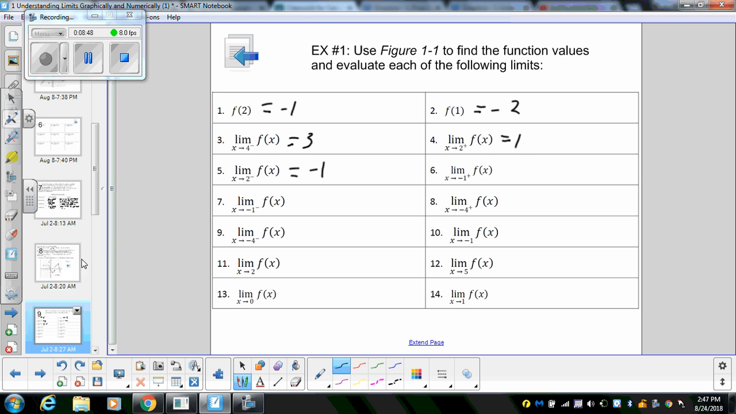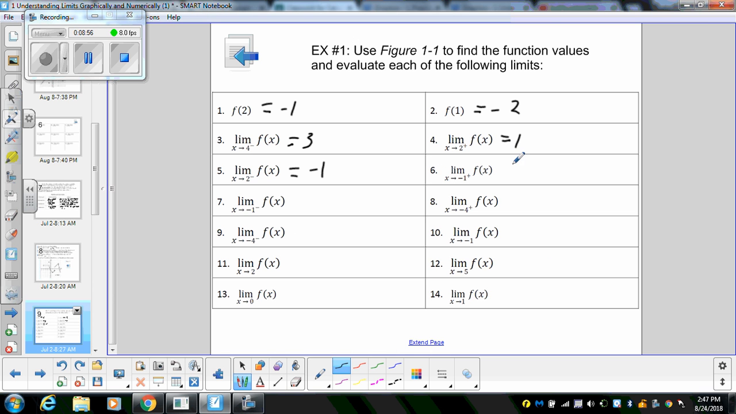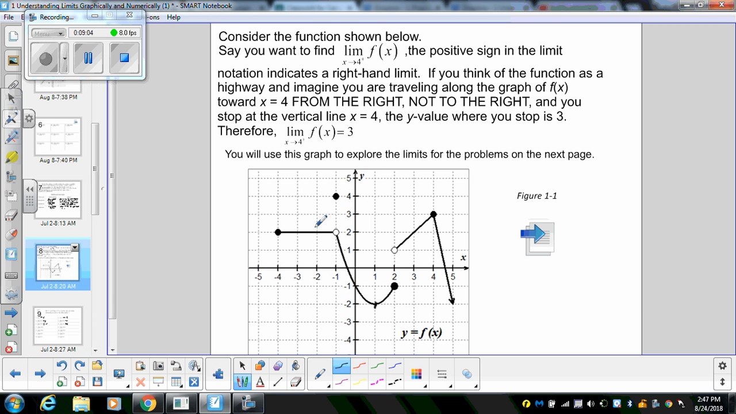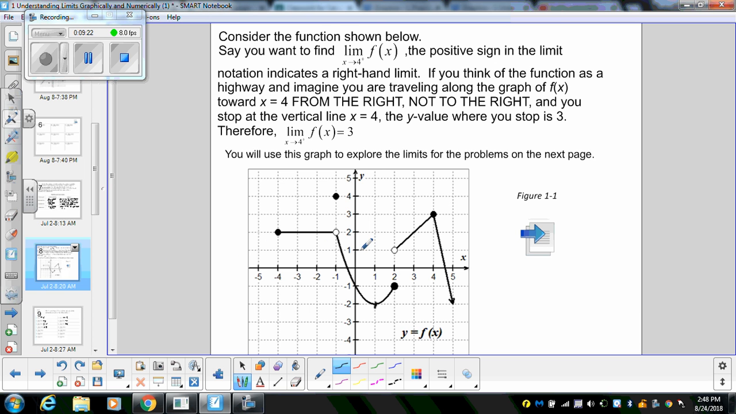So let's look at negative 1 from the right side. If I look at negative 1 from the right side, I see it's going to 2. Now let's look at it approaching from the left side. From the left side, it is also approaching 2. So we're not paying attention to that one. That would be if it said f of negative 1. Since we're looking for the limit, we're only seeing where is it actually coming towards? And the value is 2. All right, so if we look at negative 4 from the right side, we see that it's 2.